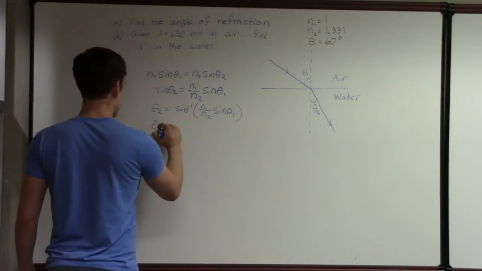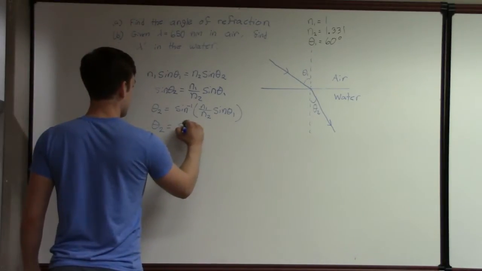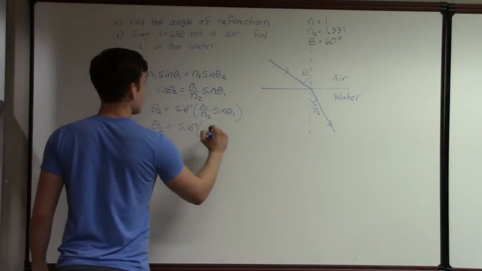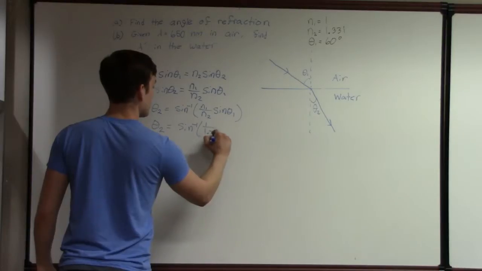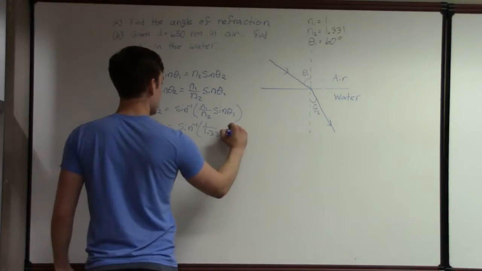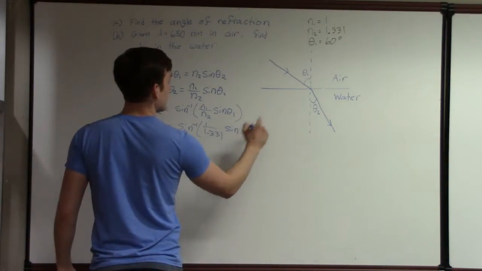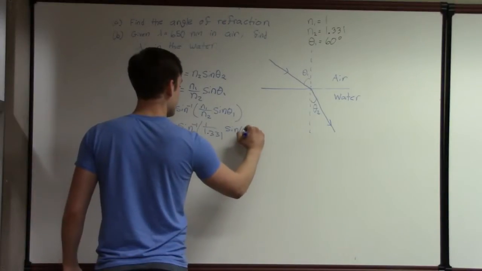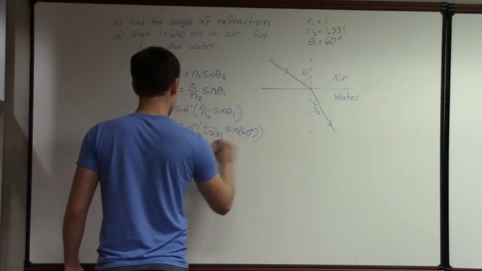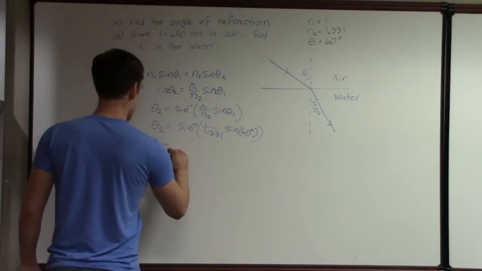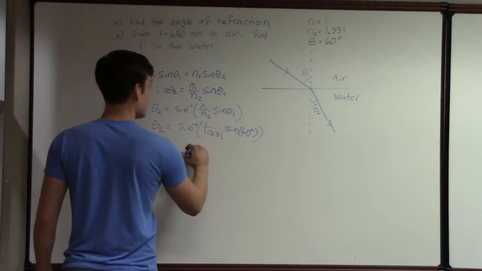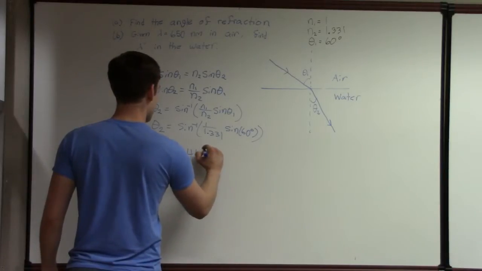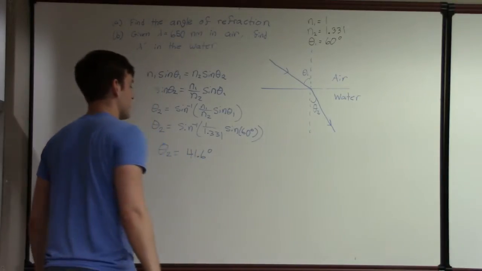which is equal to inverse sine of N1 is 1, N2 is 1.331 times sine of 60 degrees. And if you plug all that in, you should get that theta 2, the angle of refraction, is 41.6 degrees.